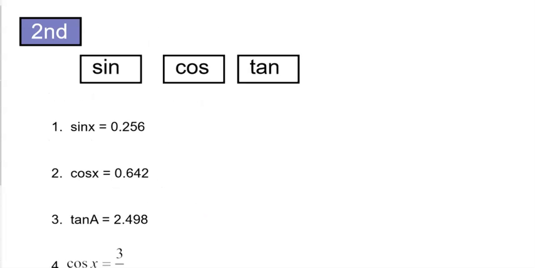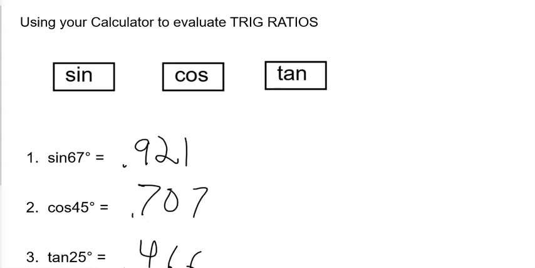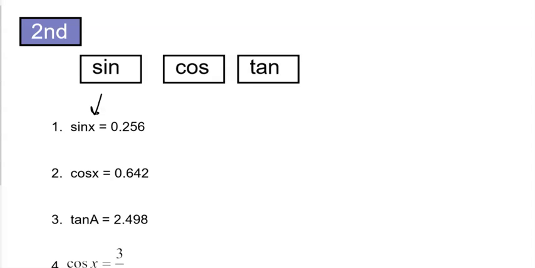Now, we have the decimal. We do not have this number here. So if you notice, these were degree measurements: 67 degrees, 45, and so forth. We don't have the degrees. We just know the sine of some angle equals that decimal. Well, one way to do this would be to do the sine of 1, sine of 2, sine of 3, and just keep going until we get 0.256, and that would take forever.